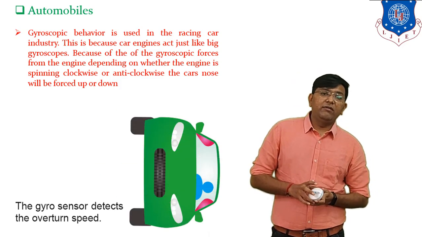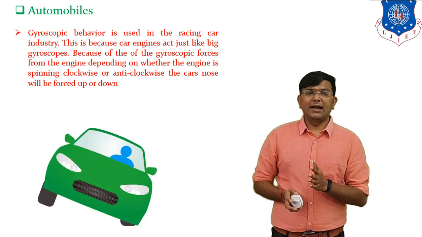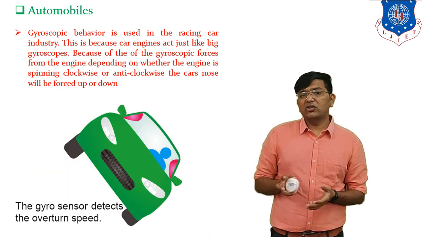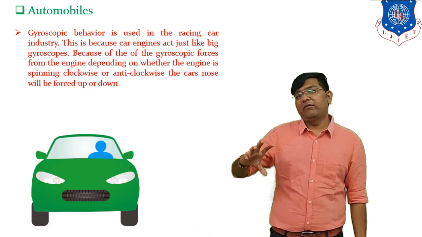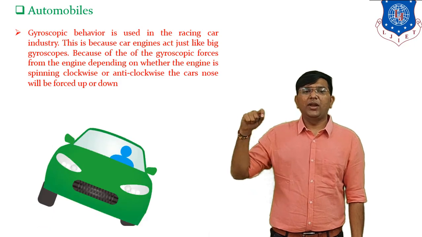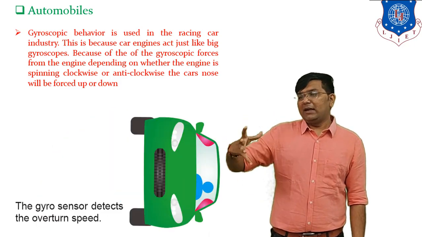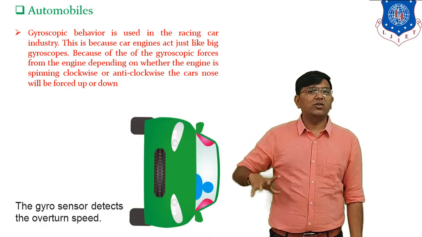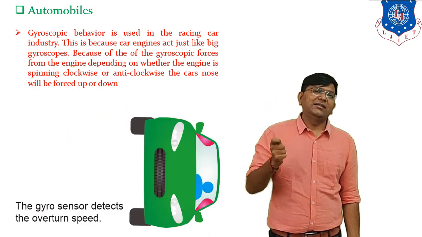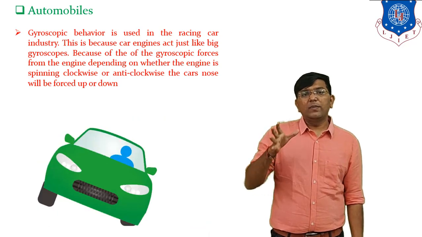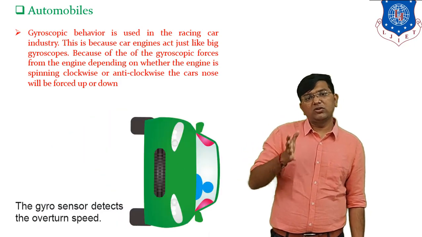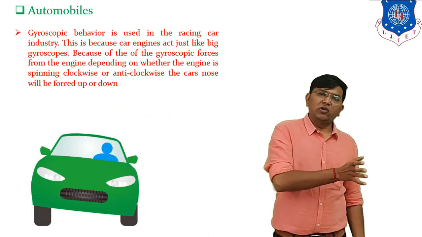One more application of gyroscope is in the automobile field. So gyroscopic behavior is used in the racing car industry. This is because a car engine acts just like a big gyroscope, because any body having one rotating disc, that body we can consider as a gyroscopic device. So in a four-wheeler, at the end of the engine one flywheel is there, so the flywheel is one rotating disc, so you can consider the flywheel as a gyroscopic device. And all four wheels are also considered as gyroscopic devices, because in all four wheels gyroscopic effect also occurs.